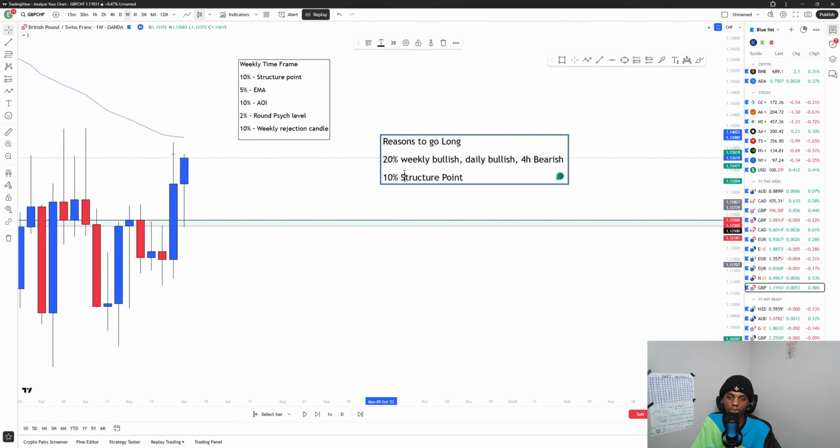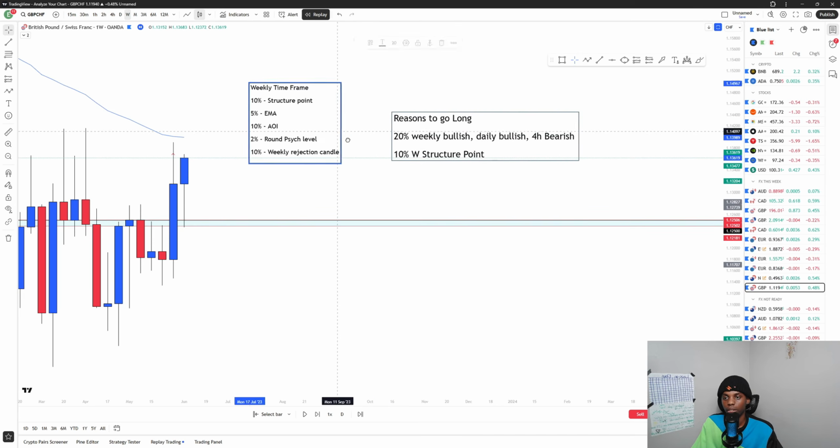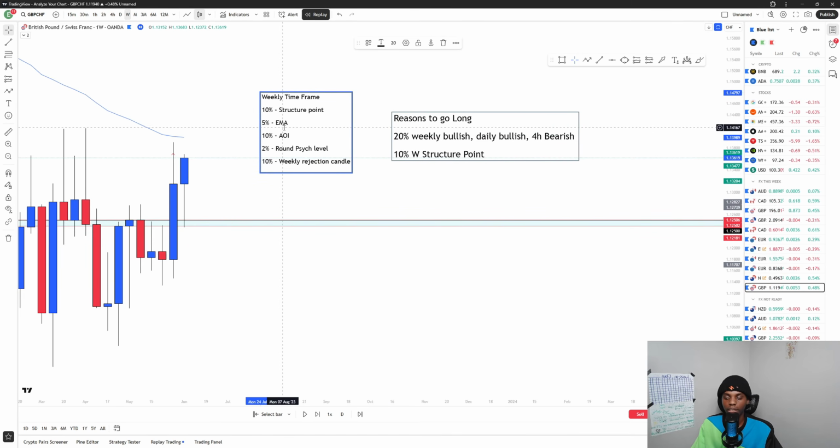And let me just put a W right here to remind us that it happened on the weekly time frame. Next thing is EMA. Is the weekly retesting the EMA or rejecting off of the EMA? The answer is no, since the EMA is up here and not down here. If this EMA was right here like this and this candle wicked into it before taking off, then we would be rejecting off of the EMA. We're not doing that. It's above price, so no.